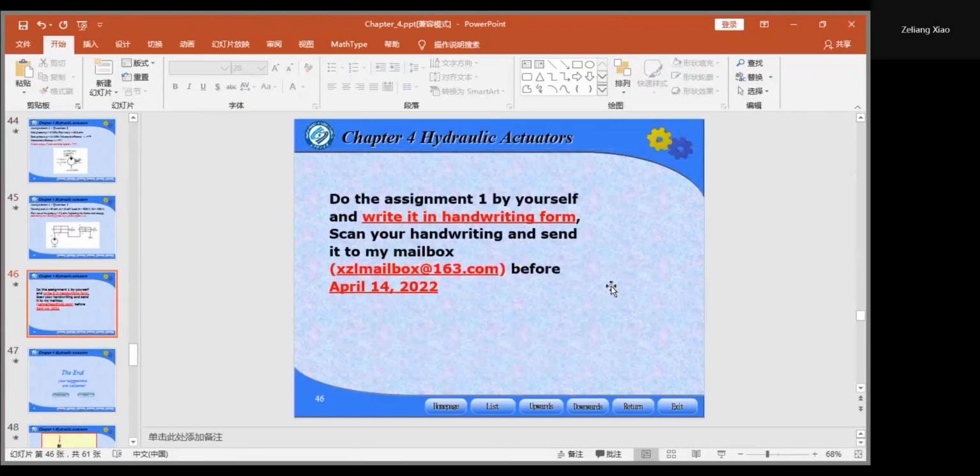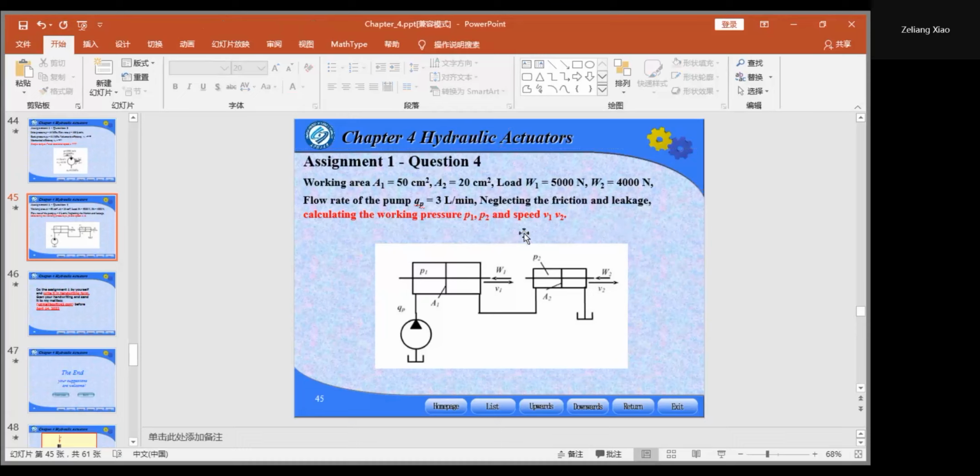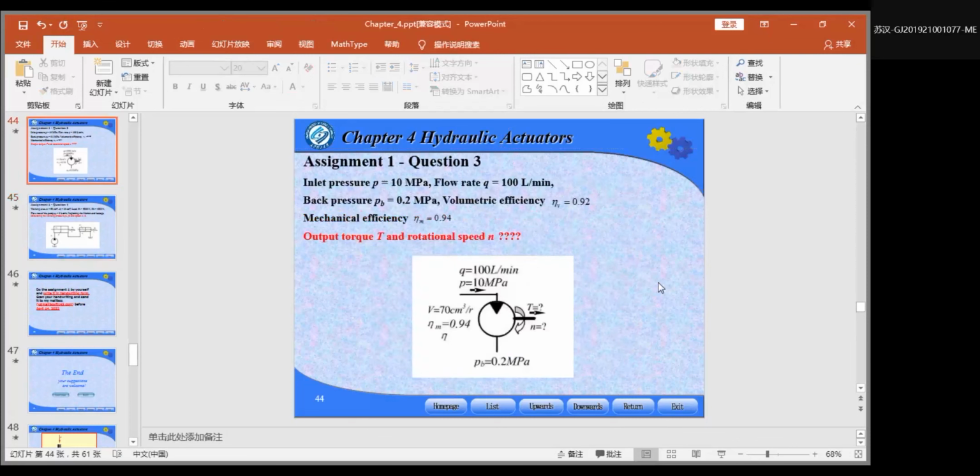And for the last question, we should use the knowledge we learned in chapter one, and you can also find the equations in chapter one, and then you can calculate the working pressure and the speed. So the last part is left for you to think about. It's a little bit hard. Actually, it's very, very difficult.